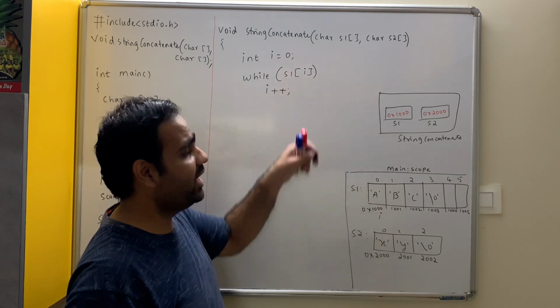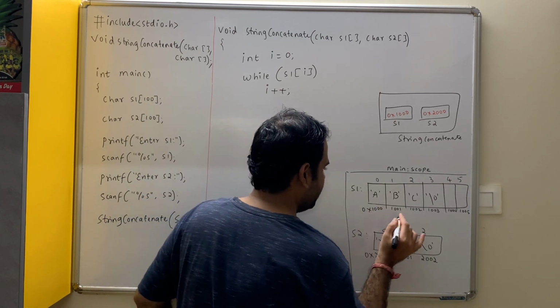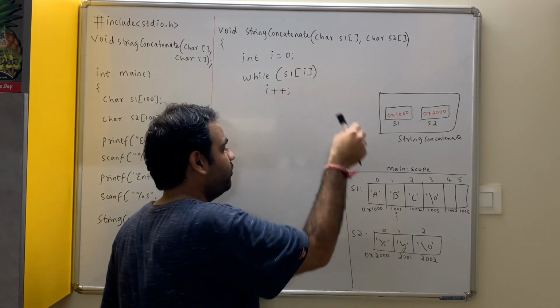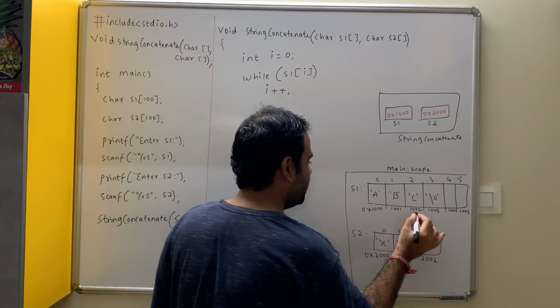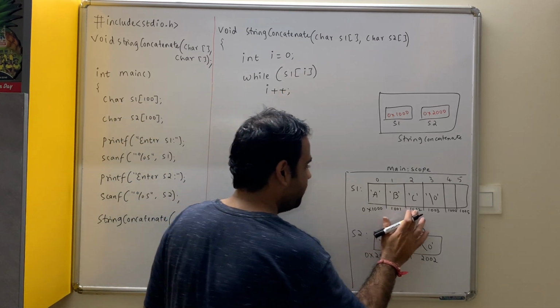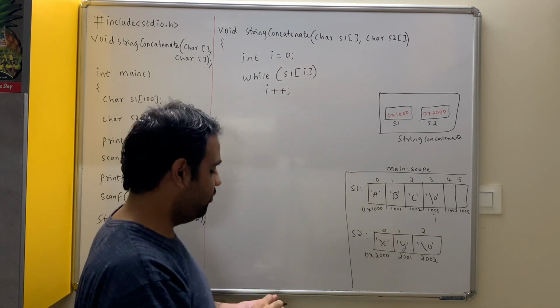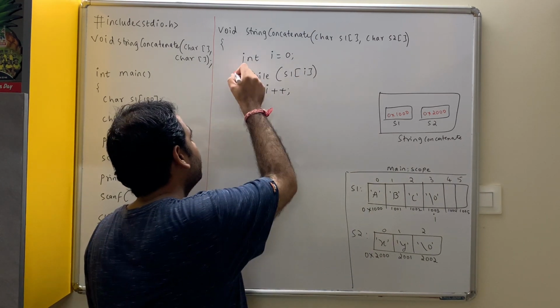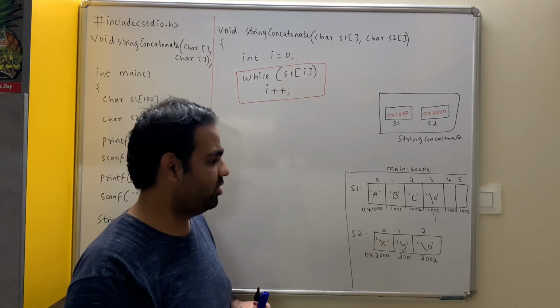Needless to say, the value of I is 0. S1 of 0 is A, not equal to null character, yes. You say I plus plus, I becomes 1. S1 of 1 is B, not equal to null character, true. I plus plus, I becomes 2. S1 of 2 is C, not equal to null character, yes, I plus plus, 3. S1 of 3 is null character, null is false, and since it is false you come out of this loop, and we know that this loop finds the length of S1.